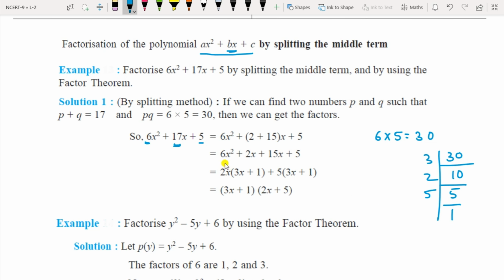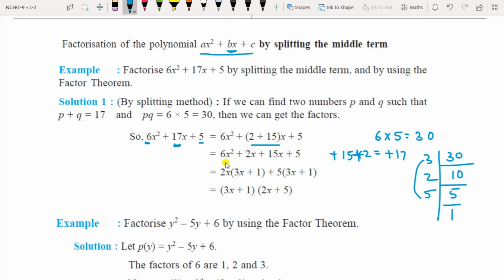Now how will we get 17 here? By arranging these terms, you can find how to get 17. So 5 threes are 15, and 15 plus 2 is 17. So here we will take the table as 5 threes are 15, plus 15 and plus 2, that is equal to plus 17. So this is 6x square, then split the middle term: for 17 it will be 2 plus 15, x and 5.